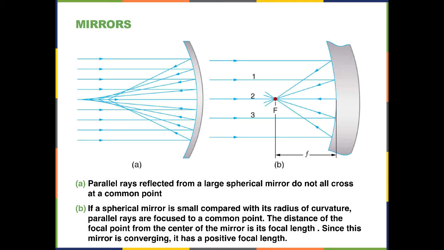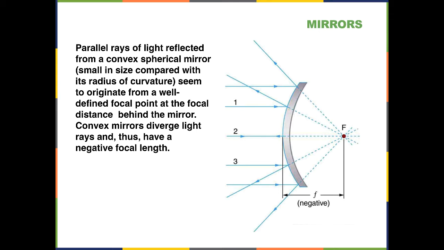This is a converging mirror. It has a positive focal length, and it would be described as a concave mirror. Now, parallel rays striking a convex mirror, or a diverging mirror, will scatter the way they're shown here, but they do focus on a point on the other side. In this case, the focal length is negative.